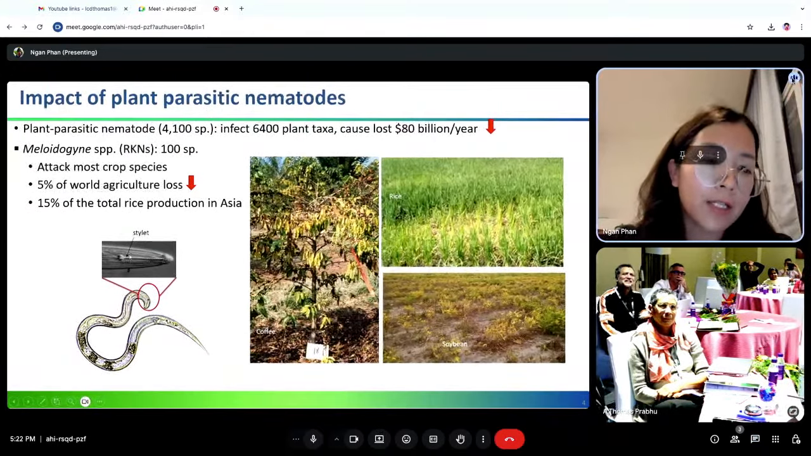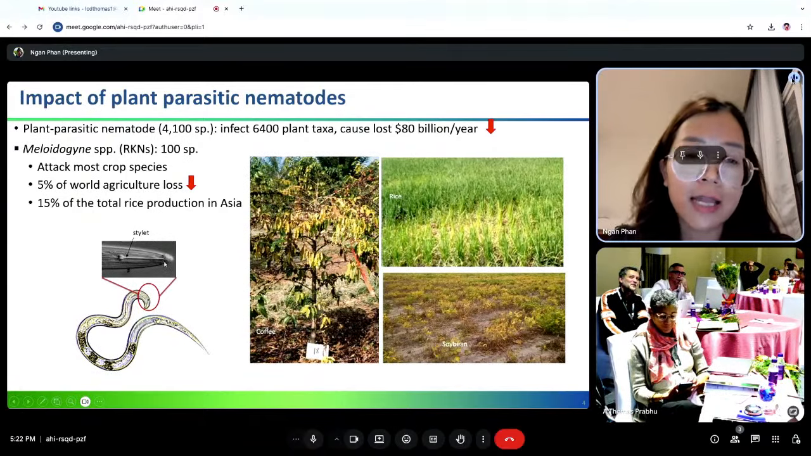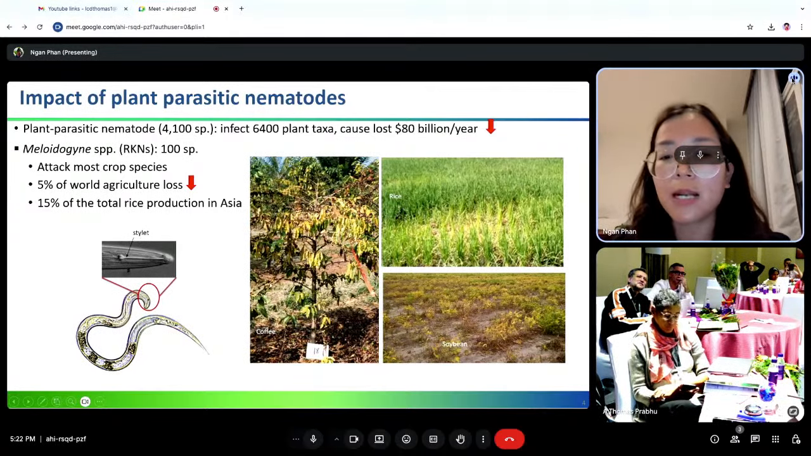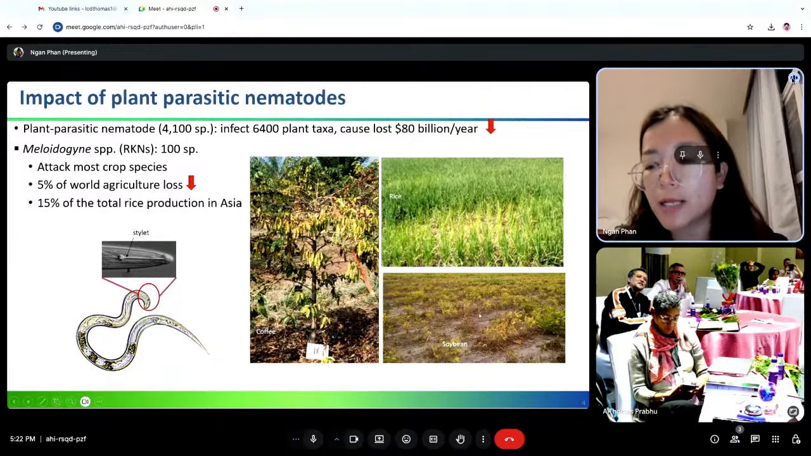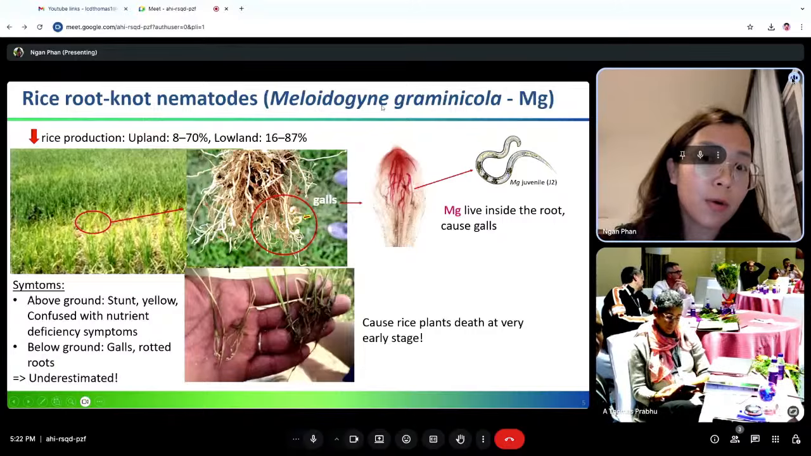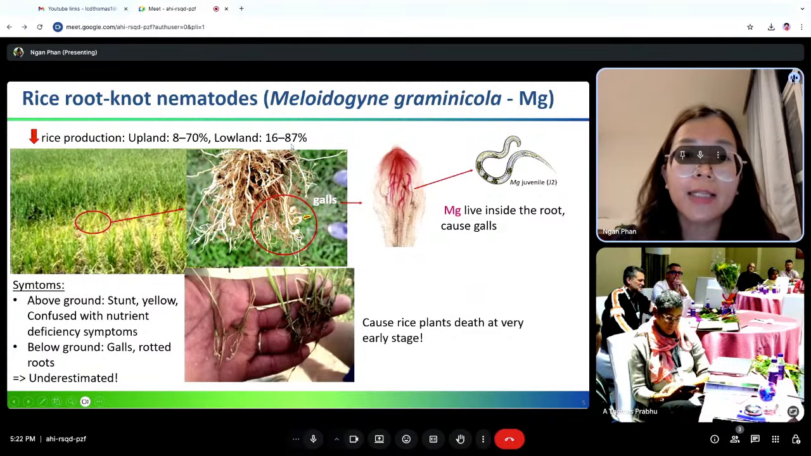The main characteristic of plant parasitic nematodes is the stylet, with which they feed on plant cells. Here are the symptoms of nematode infection in coffee, rice, and soybean. Meloidogyne graminicola is commonly called the rice root knot nematode because it mainly impacts rice production, reducing it by up to 70% in upland and 87% in lowland conditions.